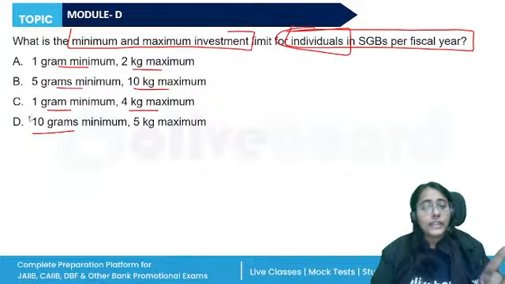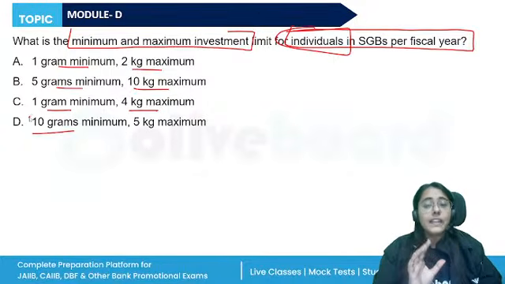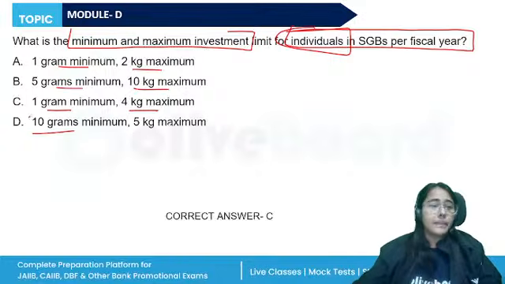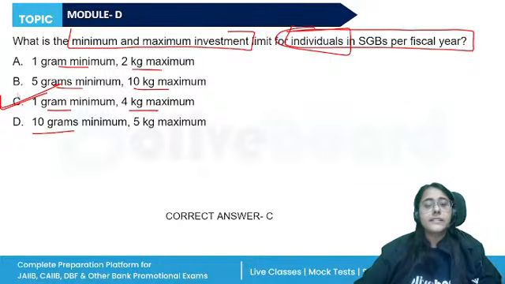If we talk about the maximum and the minimum, for individuals, 1 gram is minimum and maximum is 4 kg. For HUF also 4 kg. For trusts and entities other than the individuals in HUF, it is 20 kg. So the correct answer will be C. Minimum 1 gram, maximum 4 kg. Yes, correct answer is C.